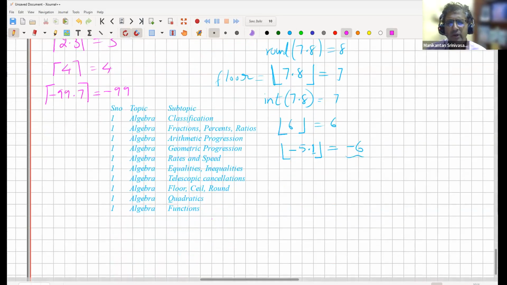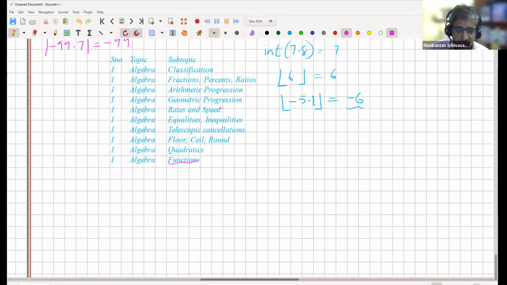Functions. I don't know what I had in mind when I said functions. In general, one thing you should know is, if I have a function f of x, right, y equal to f of x, you should know a few transformations that can happen to it. So what are some of the transformations? If I have f of x plus 3, for example, then it's shifting up by 3, correct?